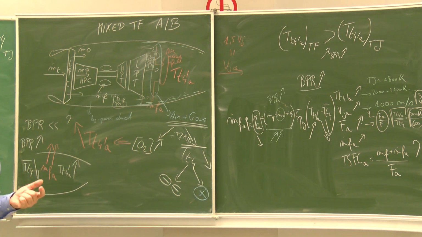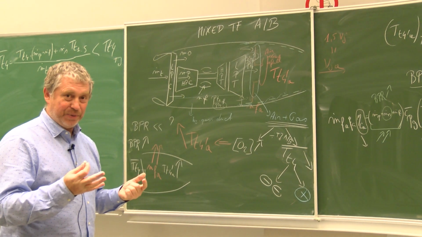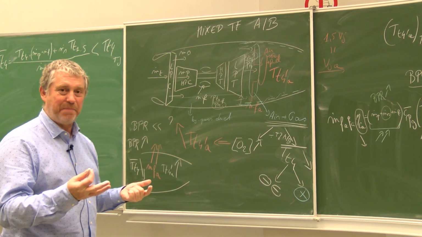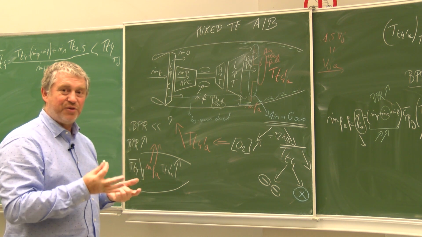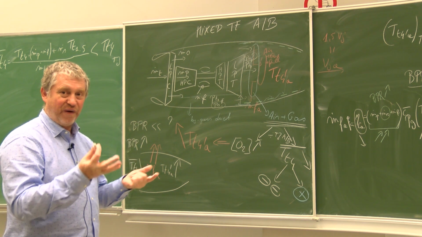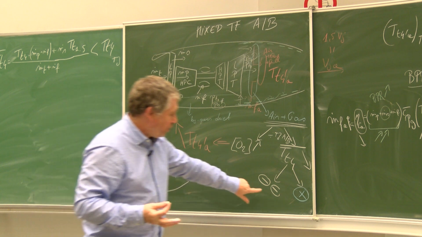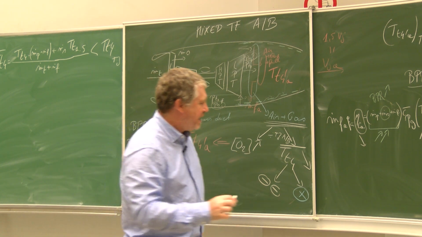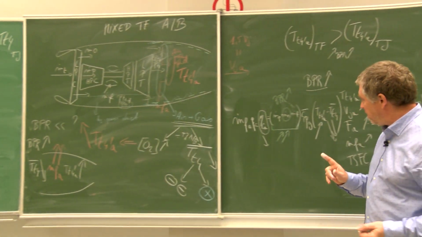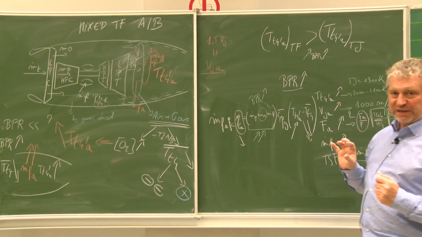Because you have a lower temperature, and a lower temperature is negative for the combustion chamber, because the combustion chamber is better and better if you have a high temperature at the entrance. It's favorable for the combustion. So, second negative effect, it's maybe smaller than the first one. And you see the situation. You have more mass flow.